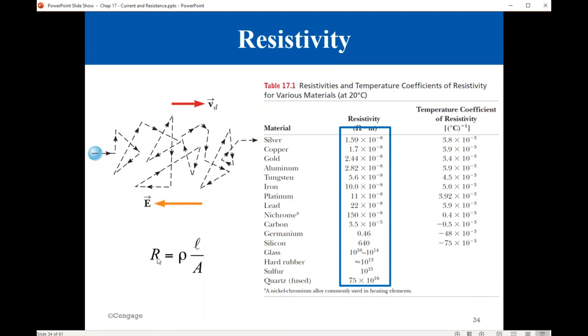The resistance of any conductor is directly proportional to its length L and inversely proportional to the cross-sectional area A, and the proportionality constant here, rho, is the resistivity. So now we understand where we have the resistivity from. It is a proportionality constant. When we measure the resistance, it is directly proportional to the length of the conductor, inversely to the cross-sectional area, and rho is just the proportionality constant. So different materials will have different values for the resistivity.